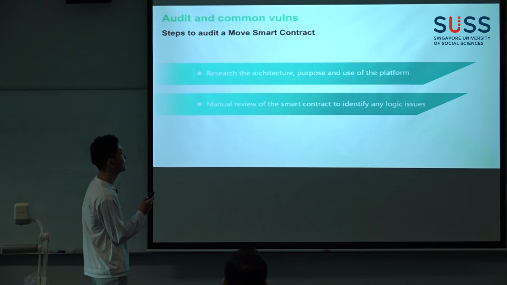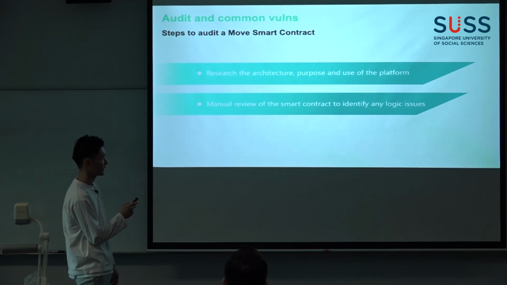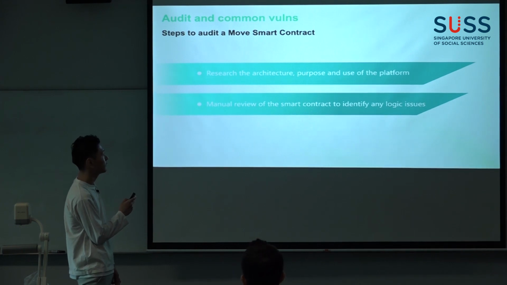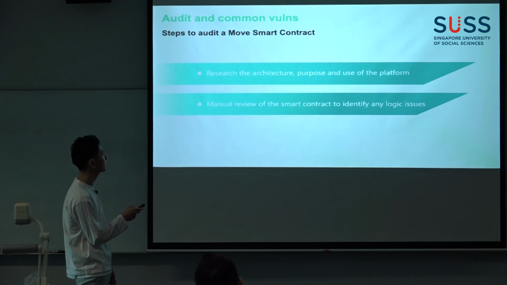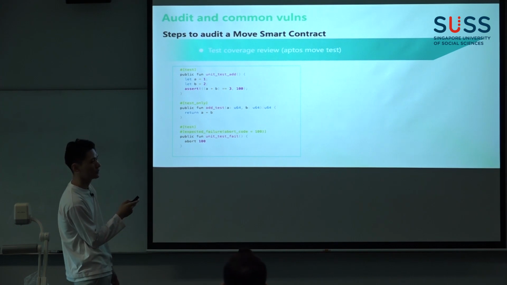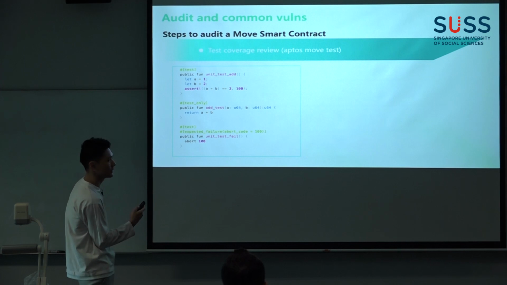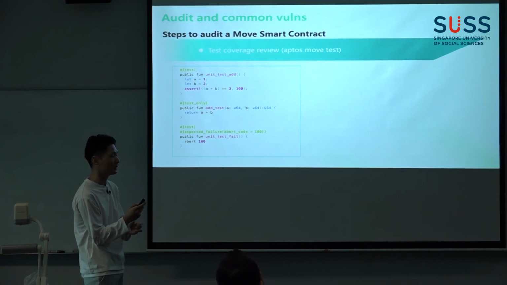Here are the steps to audit a Move smart contract. First, when we come in touch with a project, we research the architecture, purpose, and use of the platform. Then we perform a manual review of the smart contract to identify any logic issues. And then we write tests to check if the function behaves as expected. But this only tells you that the function can behave as expected, not that it will behave as expected all the time.